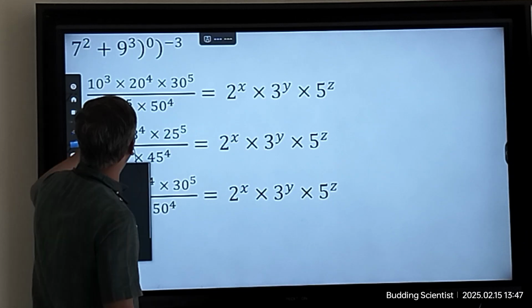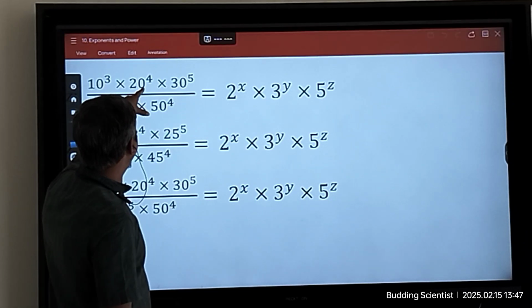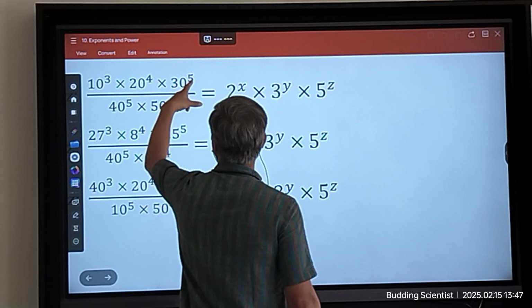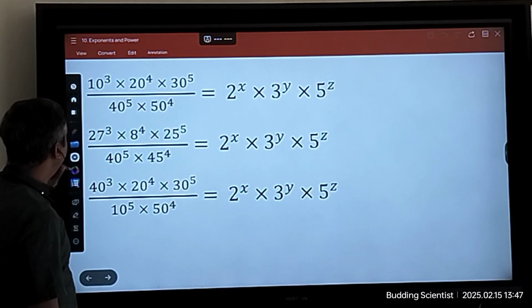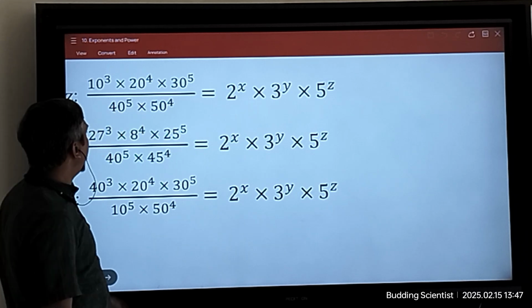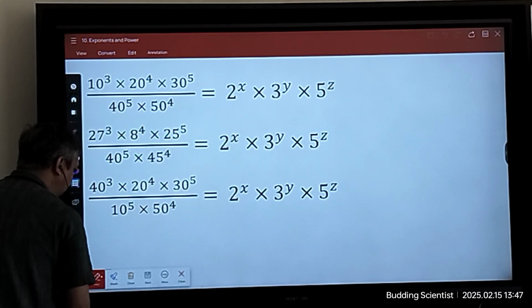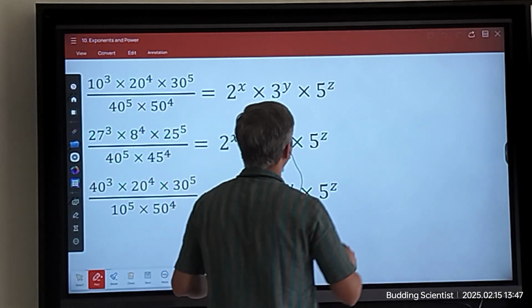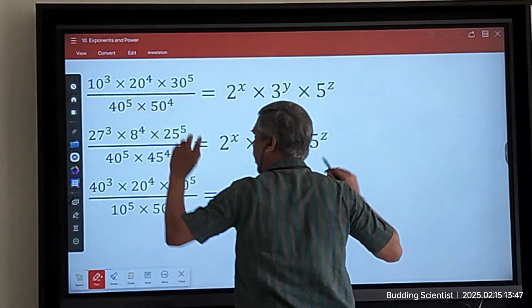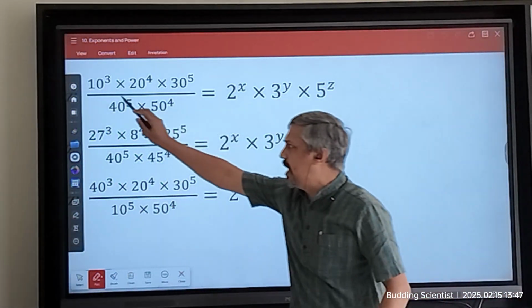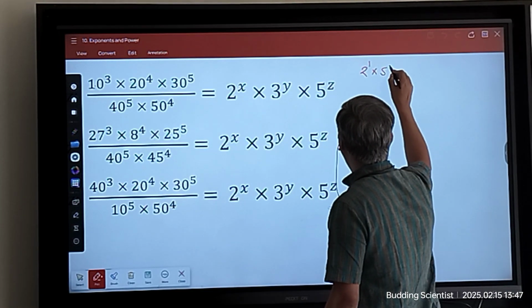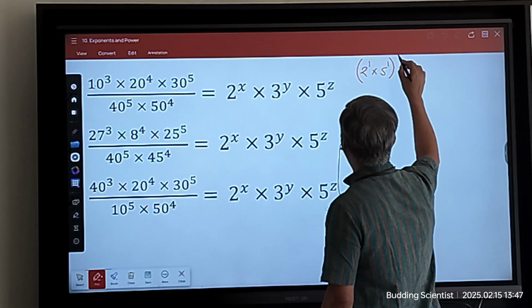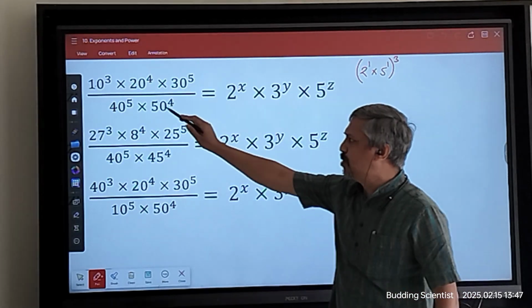So let's see, this is 10 raised to 3, 20 raised to 4, 30 raised to 5, divided by 40 raised to 5 into 50 raised to 4. Now what do we do in such kind of problems? Convert everything into their prime factors. So 10 is equal to 2 into 5. I write (2^1 × 5^1) raised to 3. This is for 10 raised to 3.